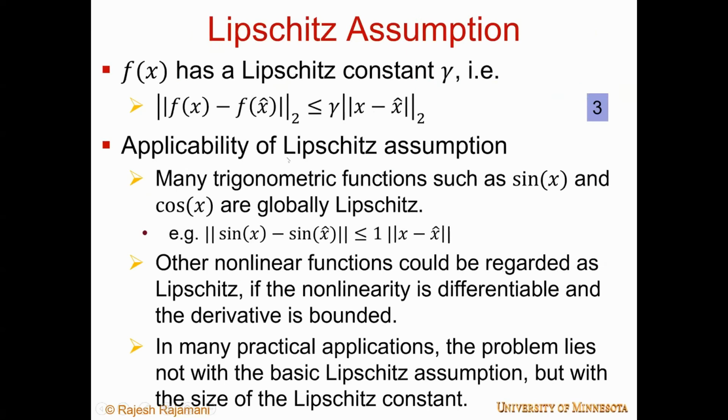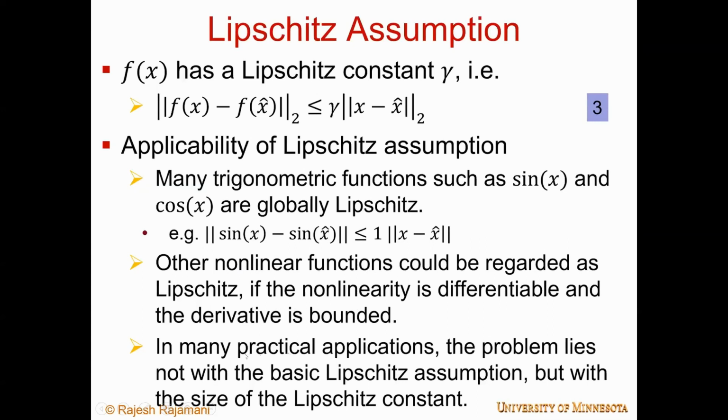So how applicable is this Lipschitz assumption? Some functions, like trigonometric functions, sine x and cosine x, are globally Lipschitz, with a Lipschitz constant of 1. Many other nonlinear functions can be regarded as being Lipschitz if the nonlinearity is differentiable and if the derivative is bounded. Basically, if the Jacobian of the nonlinearity is bounded, with a lower bound and an upper bound, then you can assume the nonlinear function is Lipschitz.